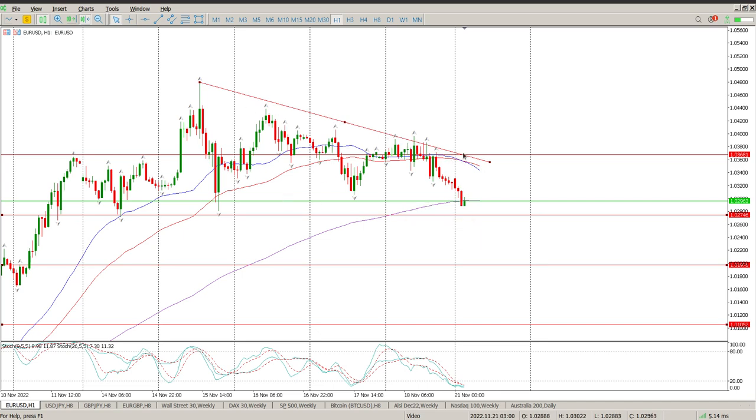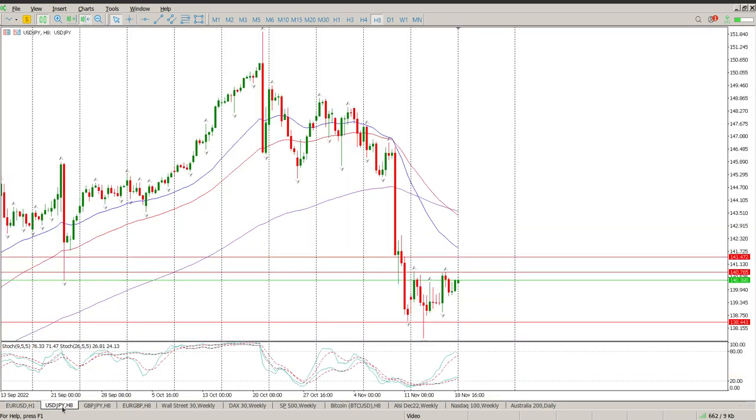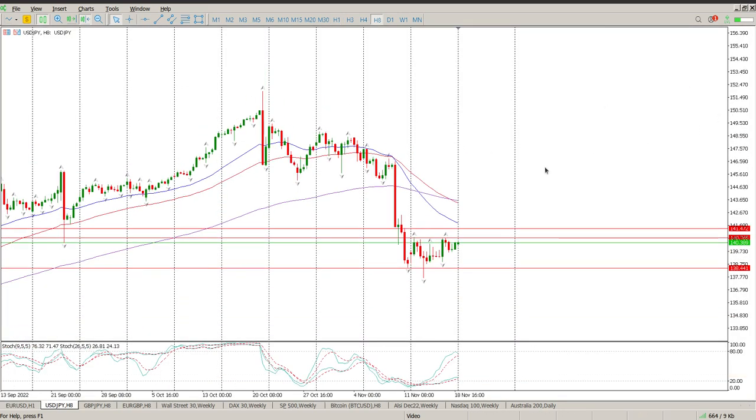So I'm looking for a rejection back here again at 103,685. Alternatively, I want to see a break of 102,746 and a retest of that area, and then that would bring these levels to the downside into play. That's 101,976 and 101,052.